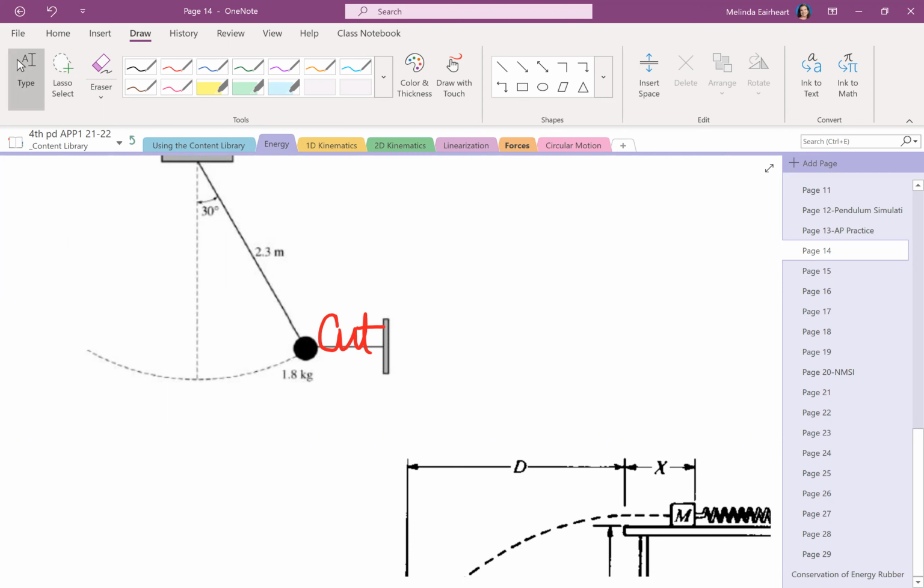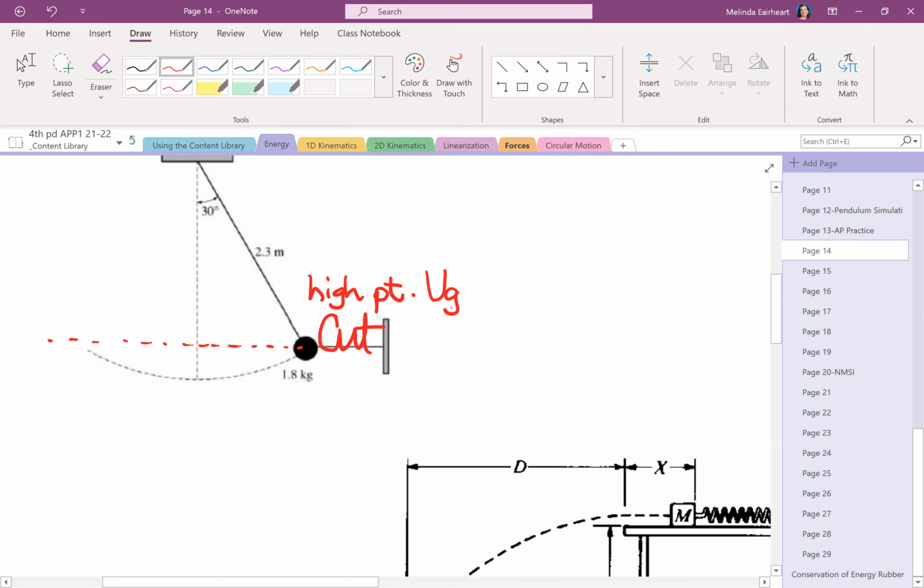There's a couple special places. Right now, it's at a high point, right? And so at this highest point, what kind of energy do we know it to have? Do you remember? Potential energy. And if we cut the string, it's going to be released from rest. So kinetic energy at this point would be 0. And it's a string, not a spring. And we'll assume it's not a rubber band.